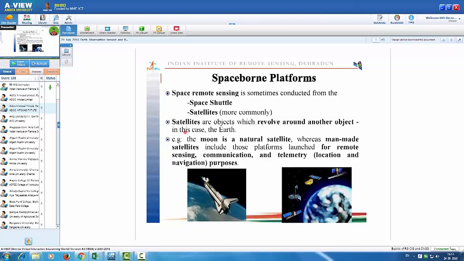When Kepler started studying astronomical features revolving around Jupiter, he gave them the name satellite. A satellite is something like a guard of that particular planet. In our Earth's case, the moon is a natural satellite, whereas man-made satellites include those platforms launched for remote sensing, communication, and telemetry purposes. You can see how the space shuttle looks, and these are a few examples of satellites which are acquiring data from Earth's surface.